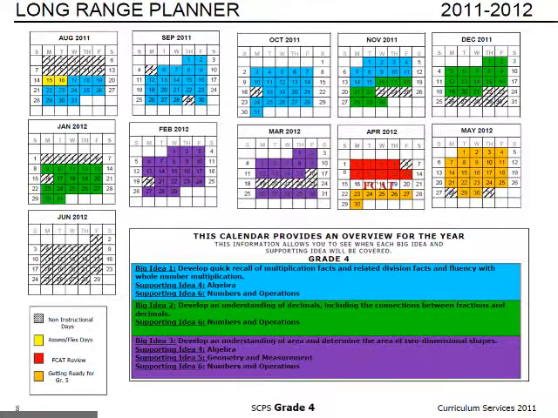The long-range planner gives you a breakdown of when big ideas 1, 2, and 3 should be taught. There's also assessment days, FCAT review days, and getting ready for the following grade level days built into the long-range planner.